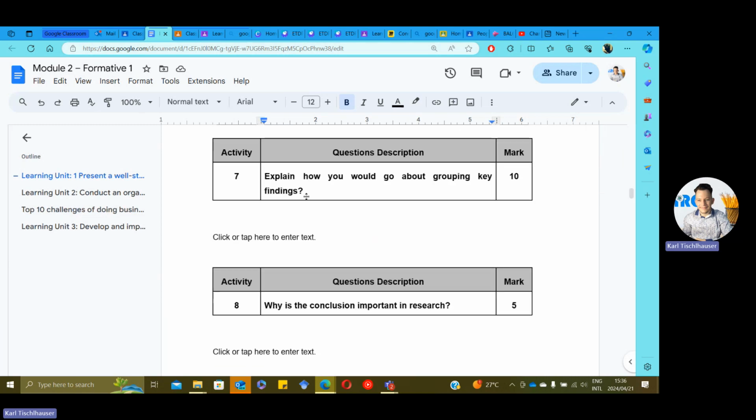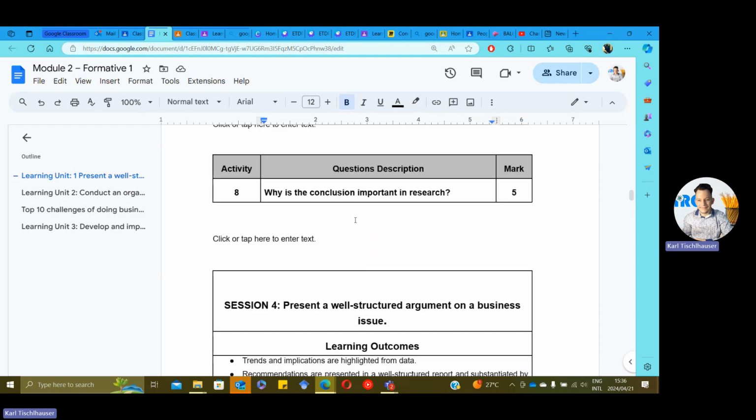Activity 7 says explain how you'd go about grouping findings. Remember, grouping of findings could be done in a thematic way, a statistical way, an objective way, or many other different ways. It all depends on what the purpose of the research is. What are you trying to do with the research? What is the end goal? Think about that and use that in your explanation when you talk about grouping of findings.